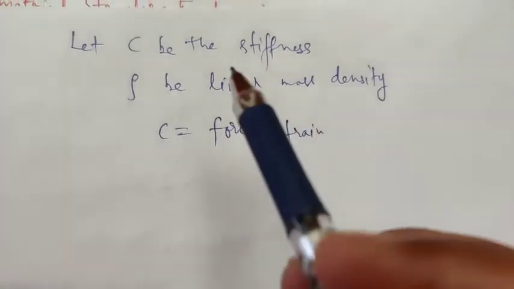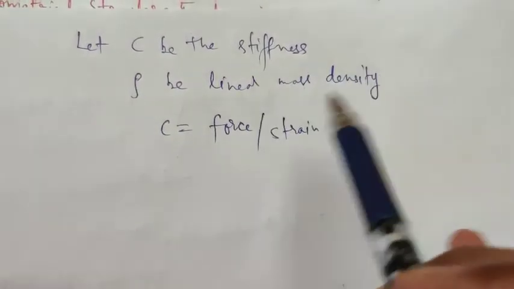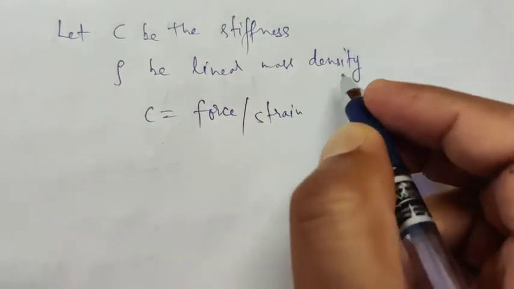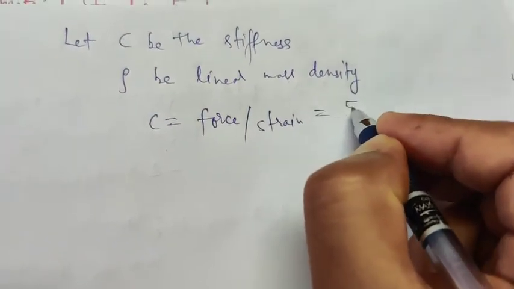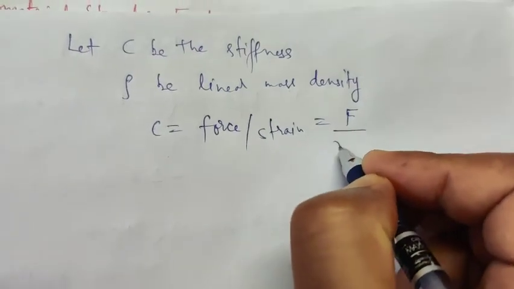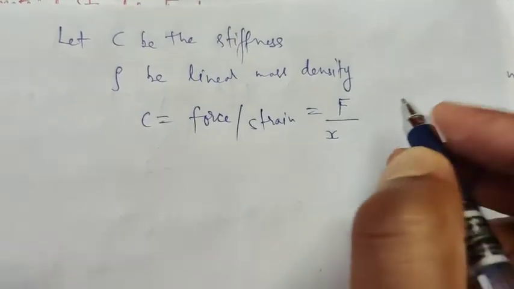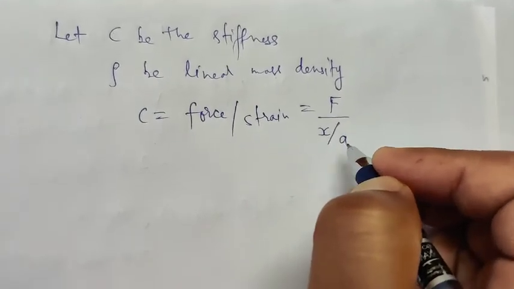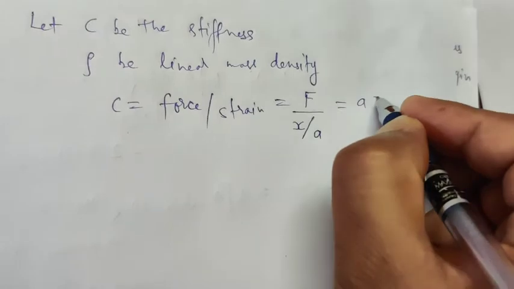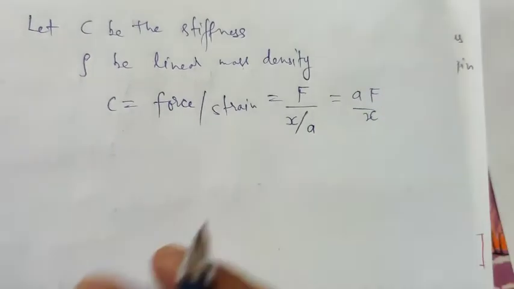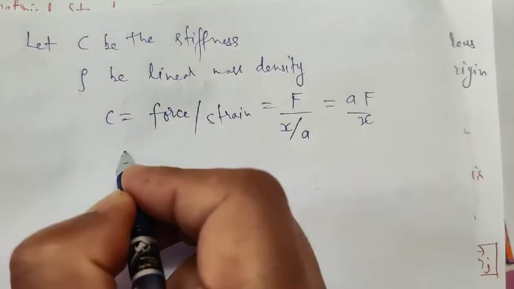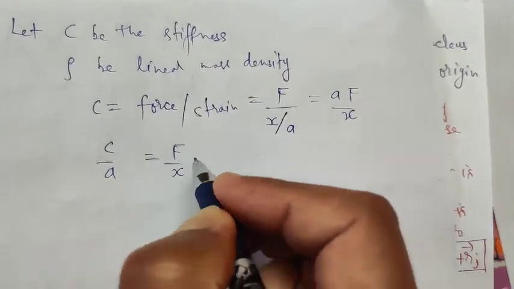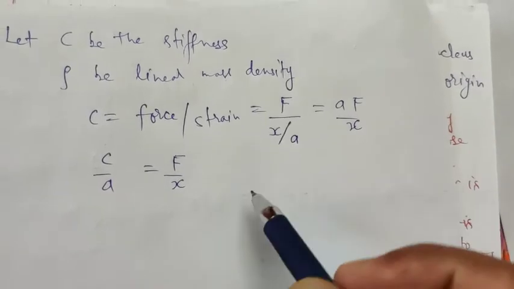Now let's see the stiffness c and rho, the linear mass density. Stiffness is force upon strain. Strain will be the change in length, that is x, divided by a, which is the lattice parameter, that is the original length. So therefore c will be af upon x. From here, c upon a will be f upon x, that means force upon displacement.